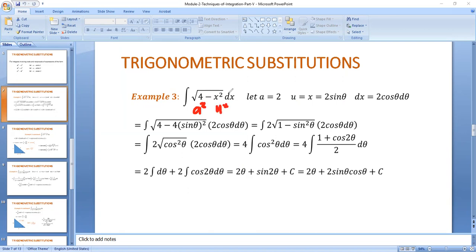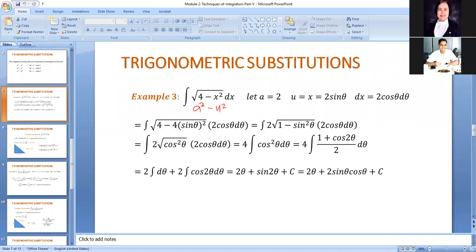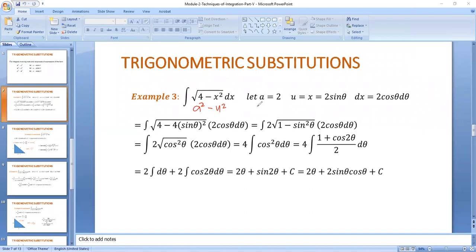Let me first change the size of the font. Your 4 here is the real number a squared, and your x here is your u squared. If this is the form, then if you take the square root of the 4, that would be 2, so that is your a. You see here that your a is 2. Your x squared is comparable to u squared, so your u is equal to x.